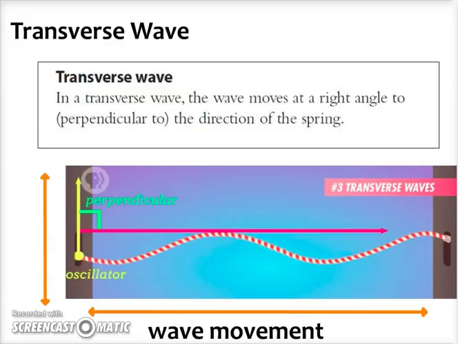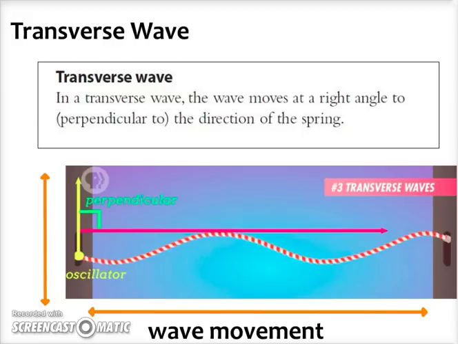Now, there are 2 different types of waves that you need to know about. The first type of wave is called a transverse wave. In a transverse wave, like you saw in the video previously, the wave moves at a right angle or perpendicular to the direction of the wave. So imagine that you have a rope and you're holding it on one side. If your hand goes up and down, but the wave travels forward, then this would be a transverse wave because you're moving your hand up and down, but the wave is traveling forward. These 2 motions are perpendicular to each other.